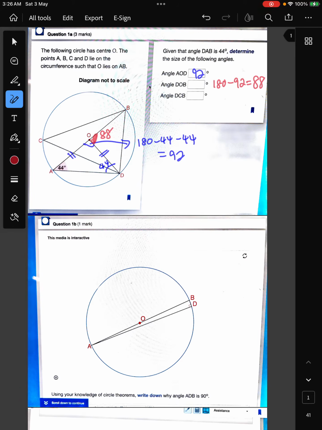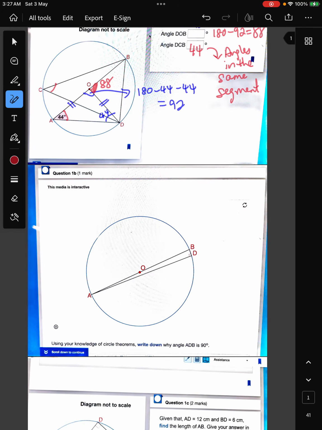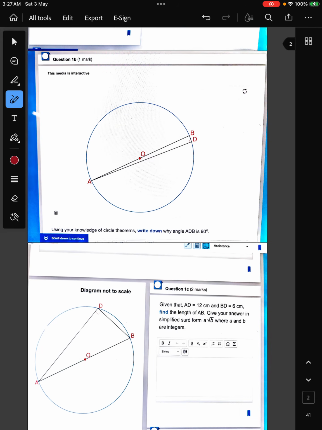And angle DCB, which is this angle here, obviously will be the same angle as this, which is 44 degrees because of angles in the same segment. Okay, so angles in the same segment. So please do review your circle theorems. If you need any help on your circle theorems, or if you want me to prove any of that, just write me a message and I could do another video on this. Okay, alright, let's look at question 1b.